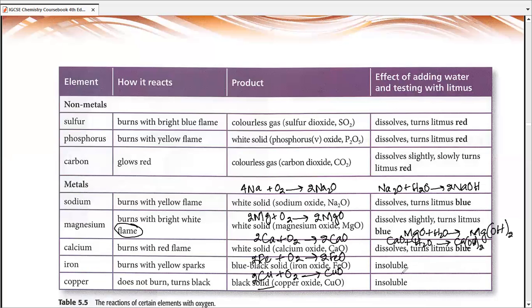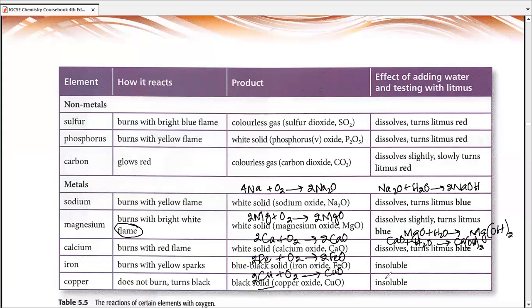This completes the entire table for us. You might have noticed that we have written a lot of reactions, but if a substance is insoluble in water, the effect of adding water cannot be written in a reaction. And of course, consequently, we won't be able to test it with litmus paper.